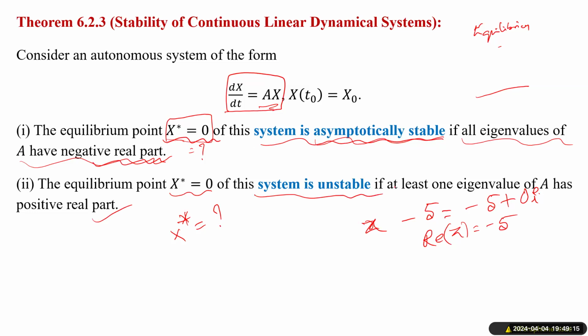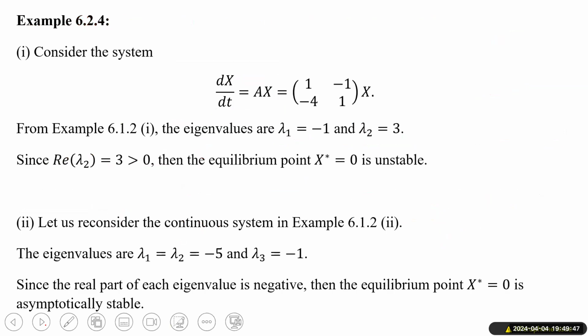So that's why in our previous example, the 3 by 3 system, those eigenvalues are all negative. So that's why the long-term behavior tends to 0. So that's why the system is asymptotically stable. And before that, for the 2 by 2 matrix, one eigenvalue is positive and one is negative. So that's why the system is unstable. Is there any doubt about that?